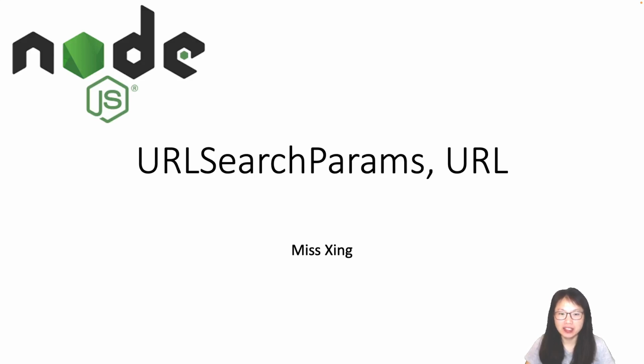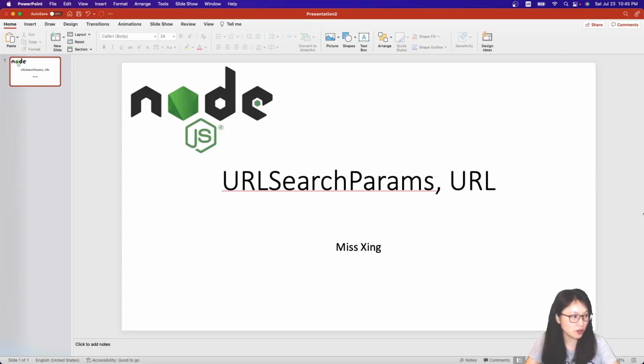I just want to cover something related to Node, because the querystring library is deprecated and the new API is called URLSearchParams. You can also use URL, because from URL you can get URLSearchParams. It's going to be a quick video. I'll just show what is used to replace querystring. Now let's take a look at the source code.